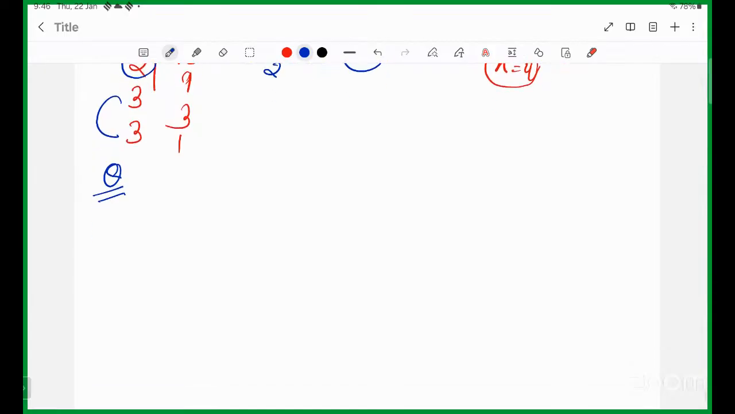Take for example another number, 288. By what number should I multiply? Okay, I will write the question also.